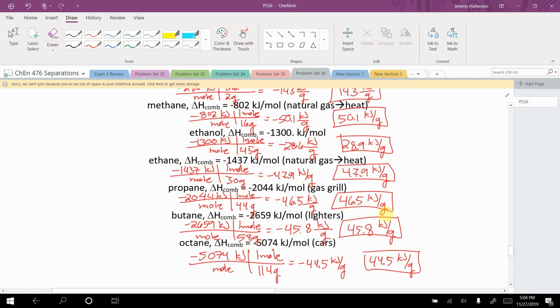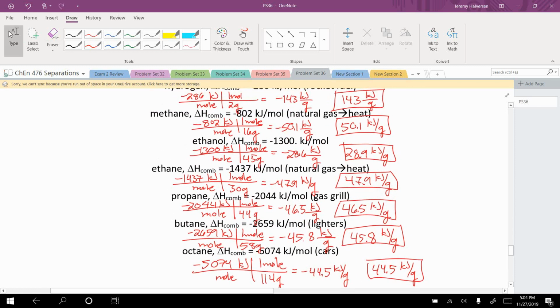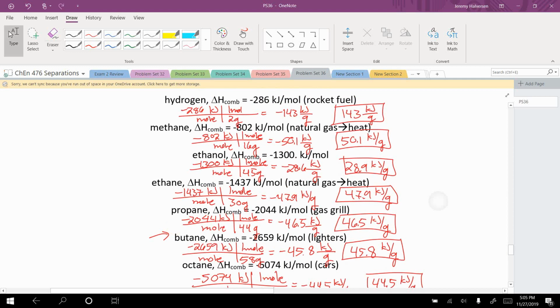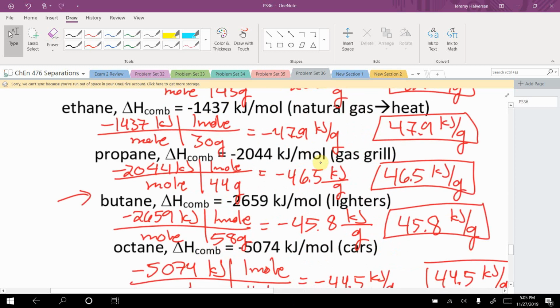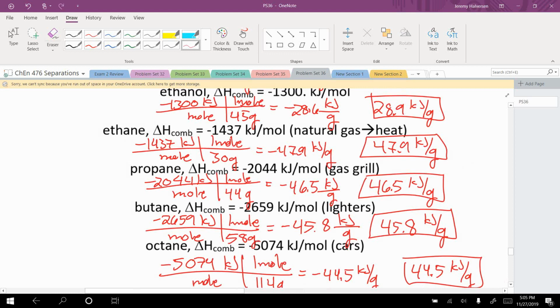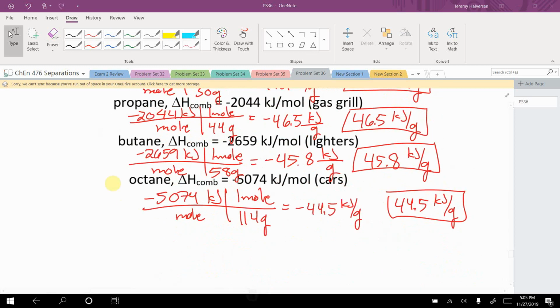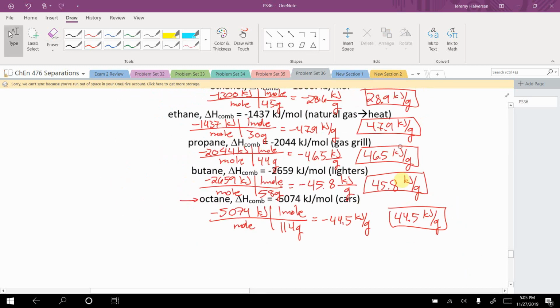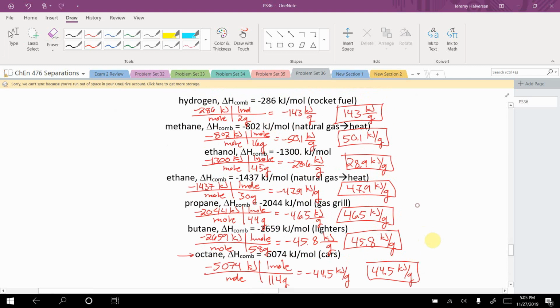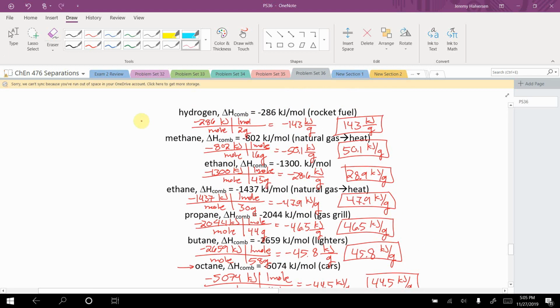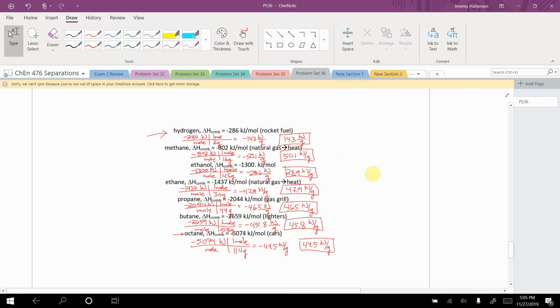All right, so if I look at these, the thing with the highest delta H of combustion is butane. But the thing with the highest fuel value is, oh wait, is this a 5 for octane? Yeah, that's a 5. Okay, so really the highest delta H of combustion is octane. But that's not the highest fuel value because octane is heavy. So the highest fuel value is actually hydrogen. That results from multiple things, but mostly just because hydrogen is so light.